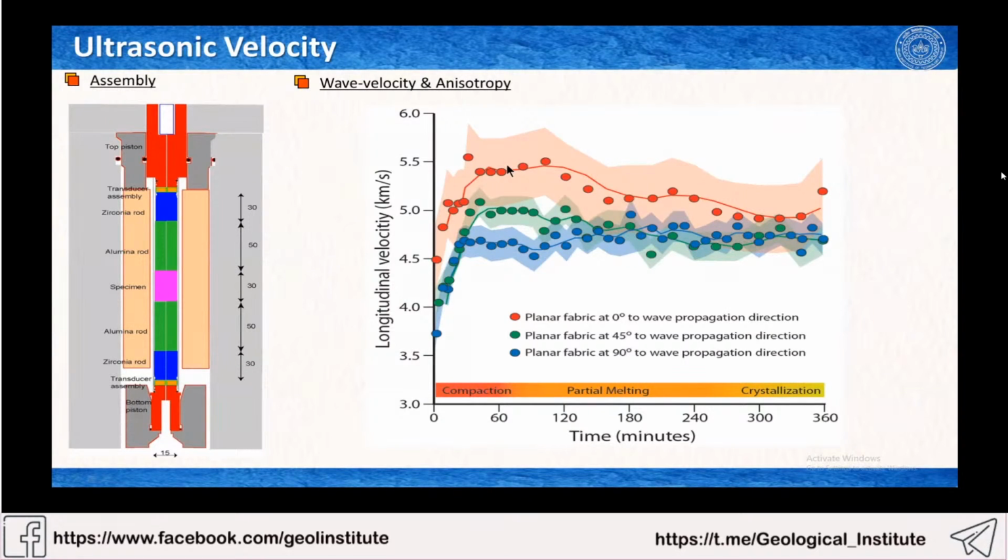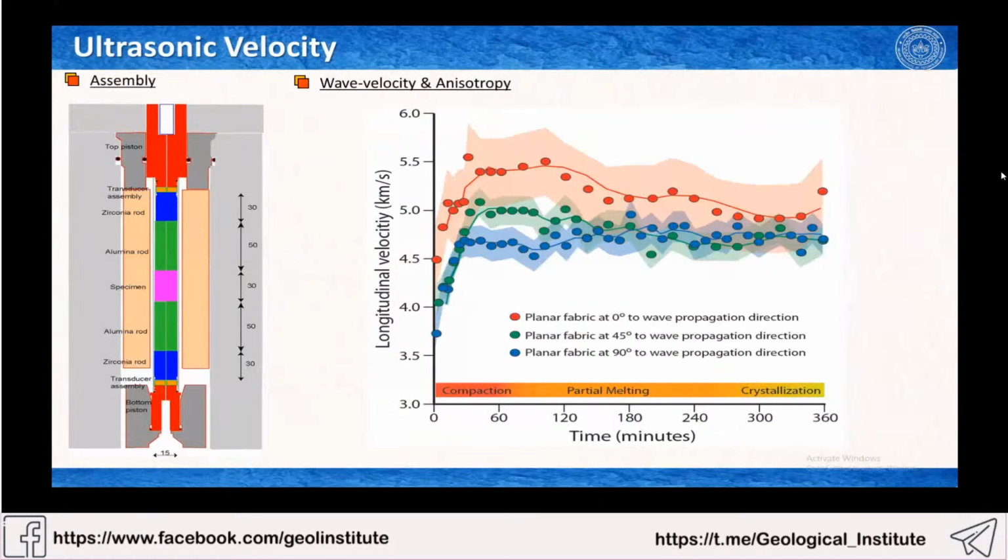see that at the beginning, the 3 different samples, when I oriented their foliations differently, have different velocities. The red ones are when the planar fabric is oriented at 0 degrees, this is 90 degrees, and the green ones are 45 degrees. So you see with time, when you come here, they actually approach isotropy, and this is essentially because the muscovites, which are the most anisotropic minerals in the system, produce melt.